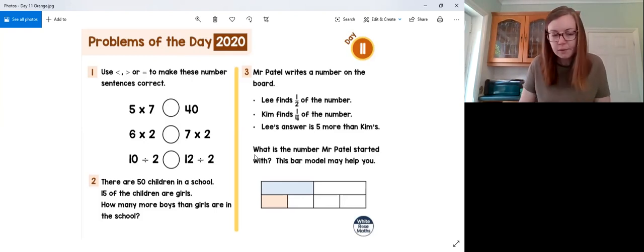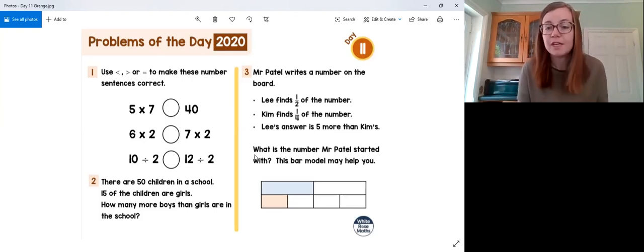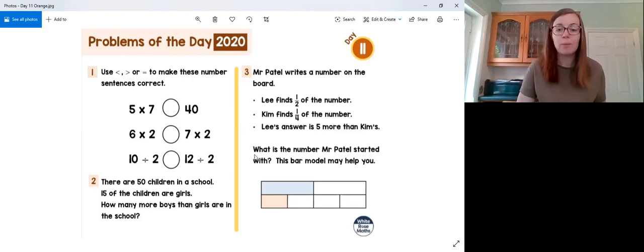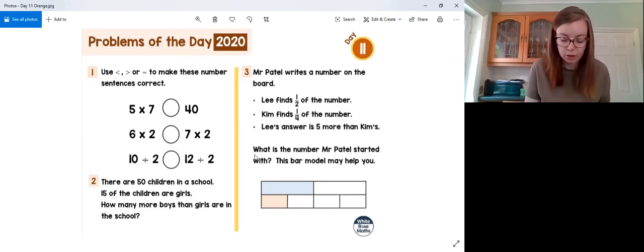Let's have a look at question 2. So, there are 50 children in a school. 15 of the children are girls. How many more boys than girls are in the school? So there's a couple of steps to this question. Think about what we know. We know how many children are in the school in total.